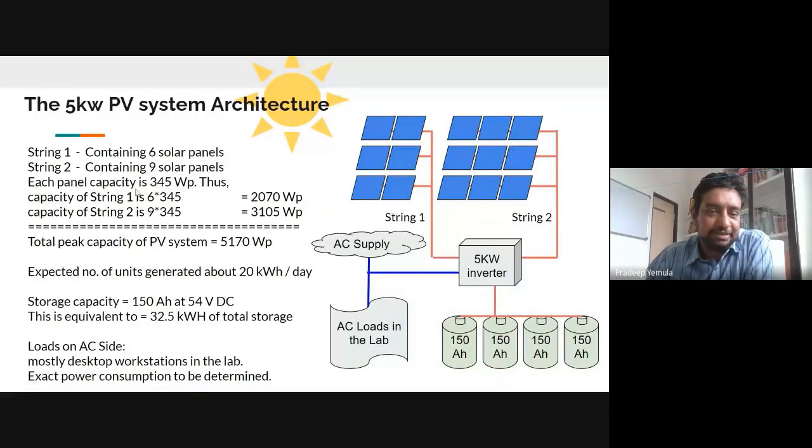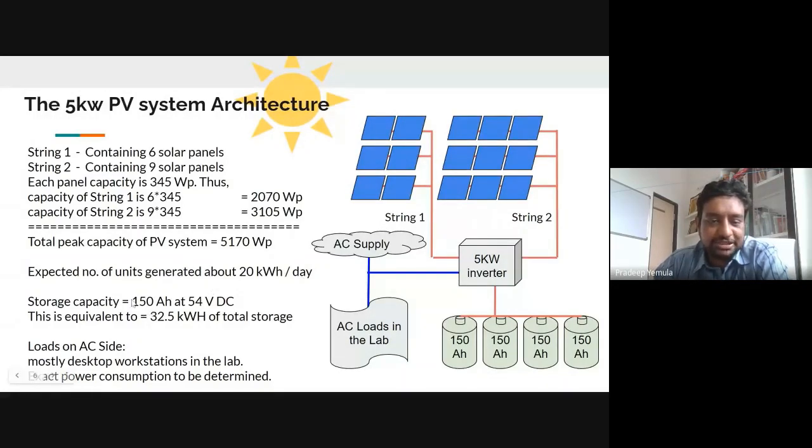Then each panel capacity is 345. Therefore, 6 into 345, 9 into 345 is 2.07 and 3.15. So total peak capacity is 5.17, or we round it off to 5 kilowatt. Now, the expected number of units generated per day is about 20 units per day. That is the expected generation.